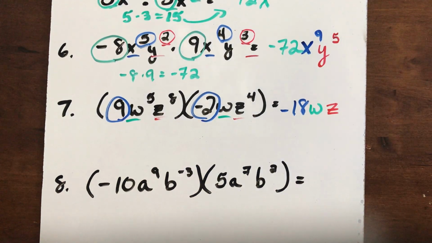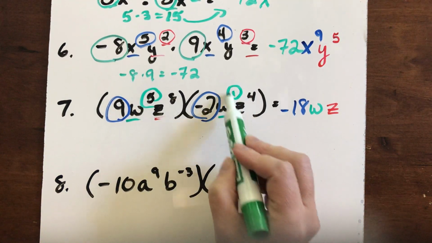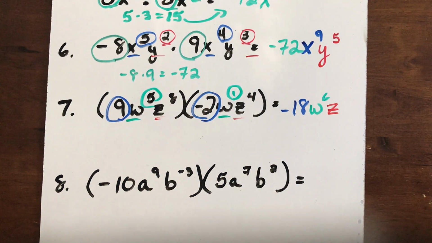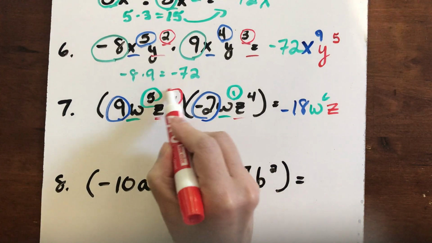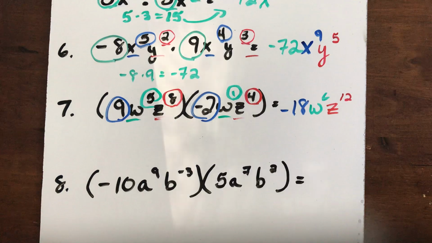Okay, so let's look at the w's. We have 5, and then we have 1. 5 plus 1 is 6. And on the z's, we have 8 and 4, and 8 plus 4 is 12. And you're done. So you have negative 18, w to the 6, z to the 12.